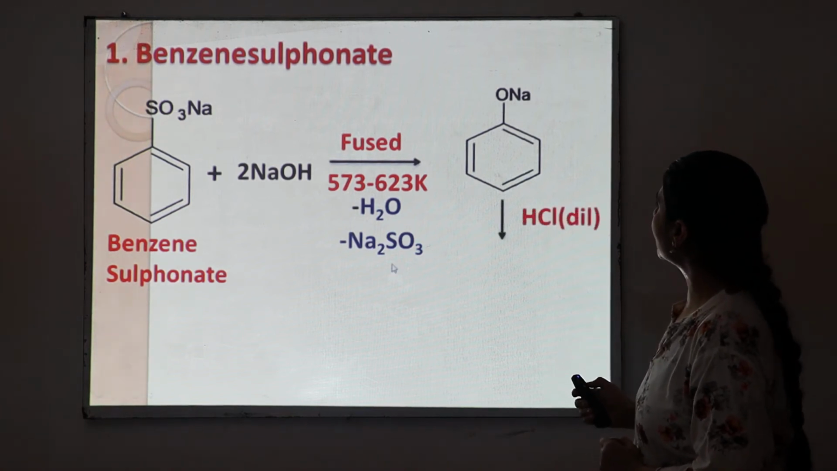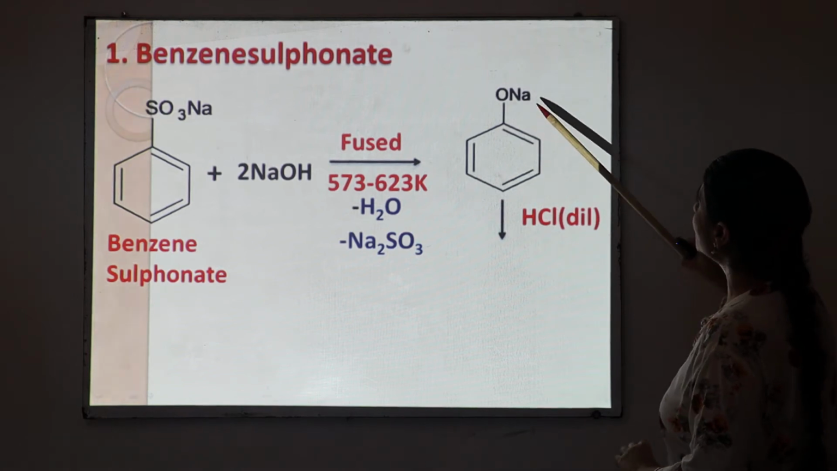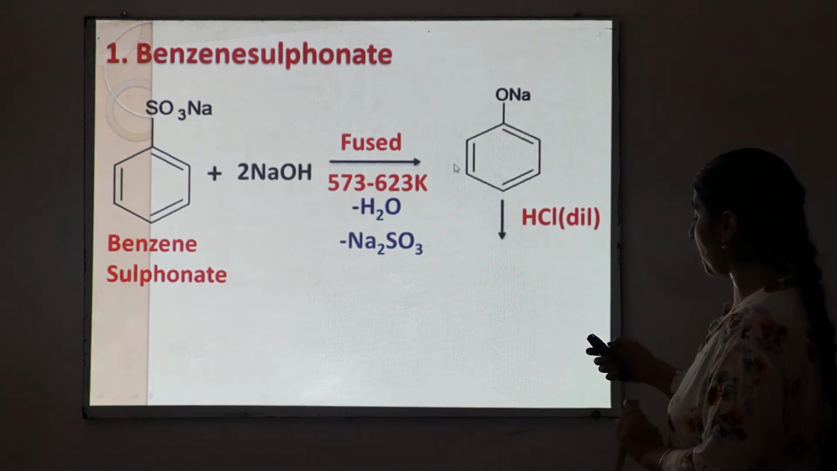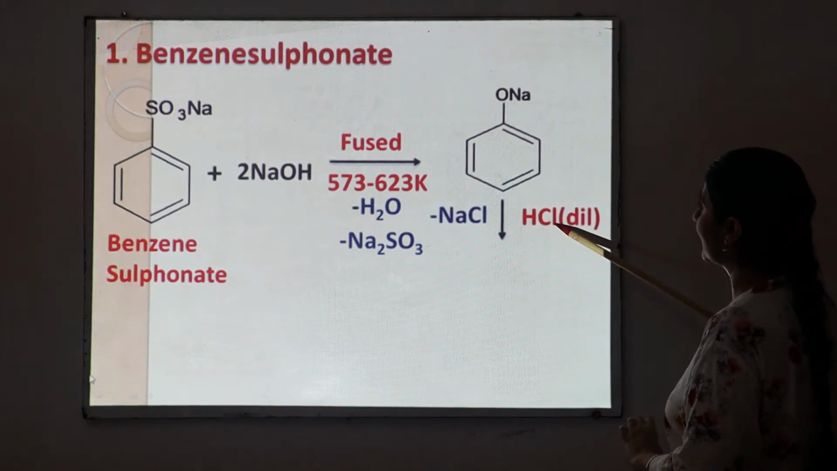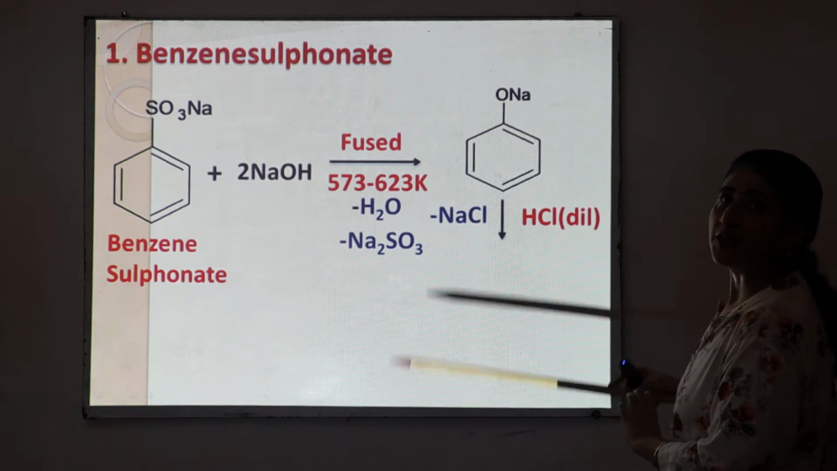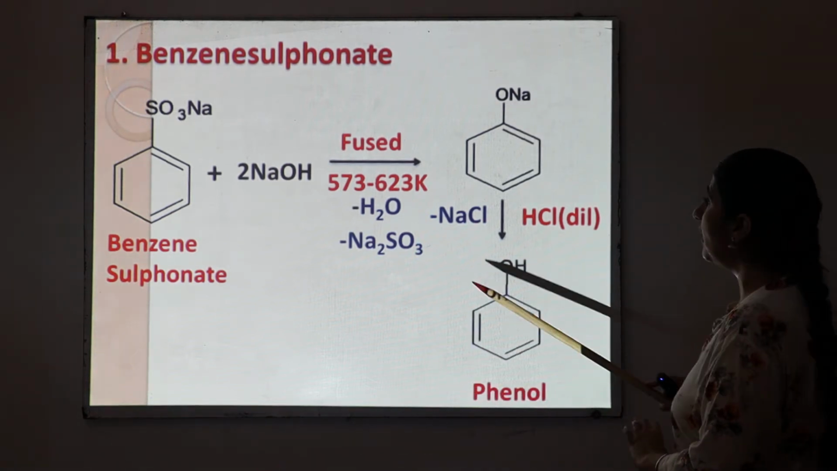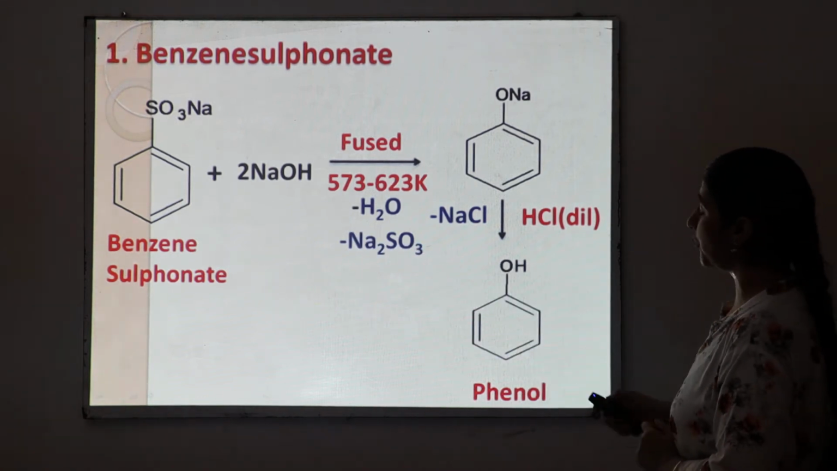Again, sodium phenoxide is treated with dilute HCl. Then sodium and chlorine combine and are eliminated in the form of NaCl, and the H from the acid combines with oxygen to form phenol. So this is the preparation of phenol from benzene sulfonate. This is the first preparation of phenol.